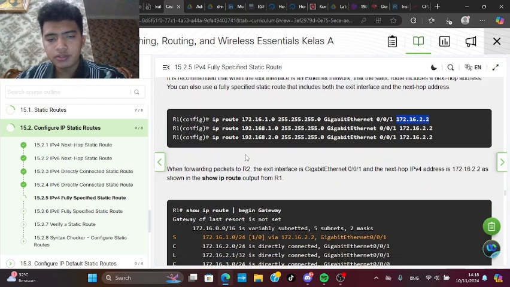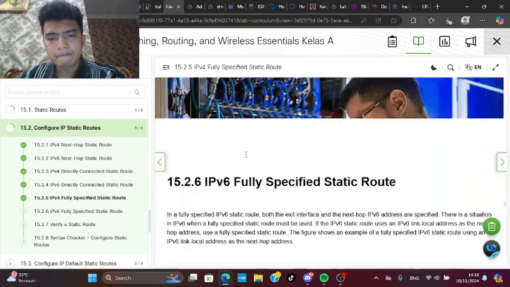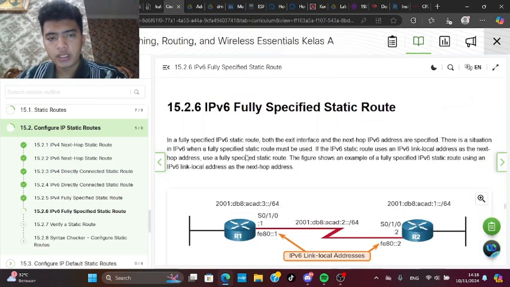When forwarding the packets to router 2, the exit interface is GigabitEthernet, and the next hop is as shown in the figure. As before, IPv6 fully specified static route. I'm assuming it's kind of like the same, but the difference is on the IP address.